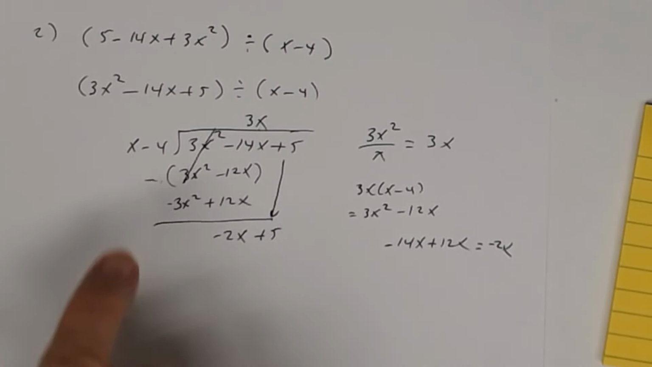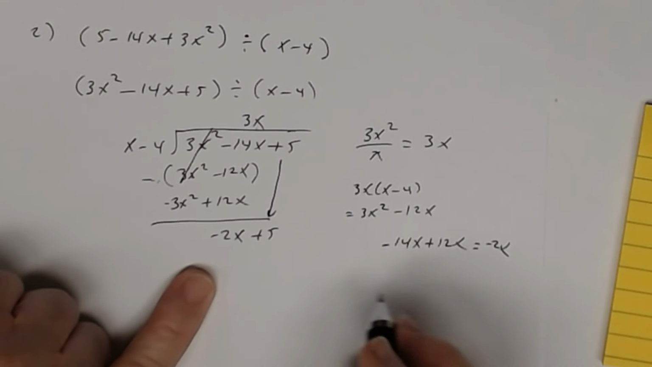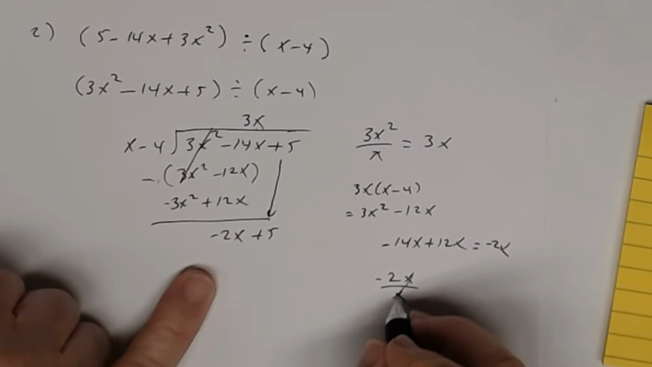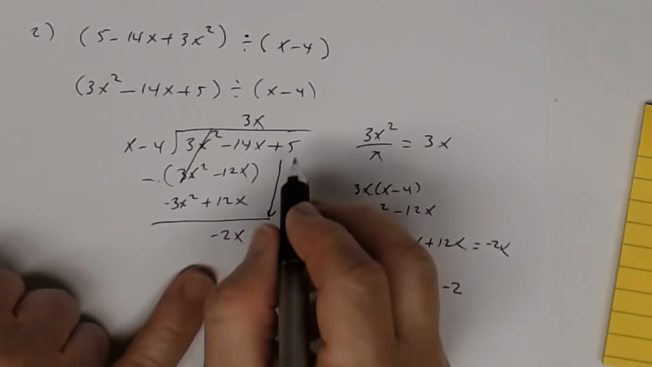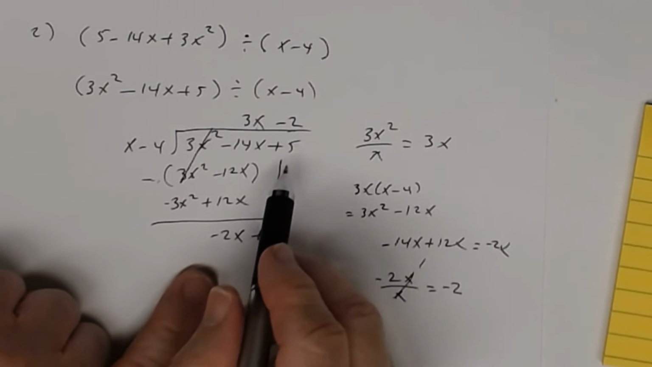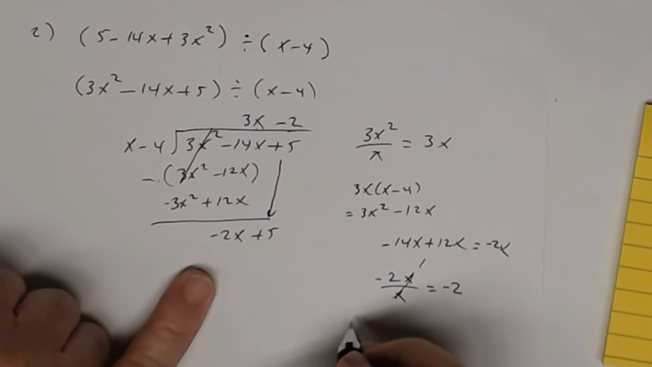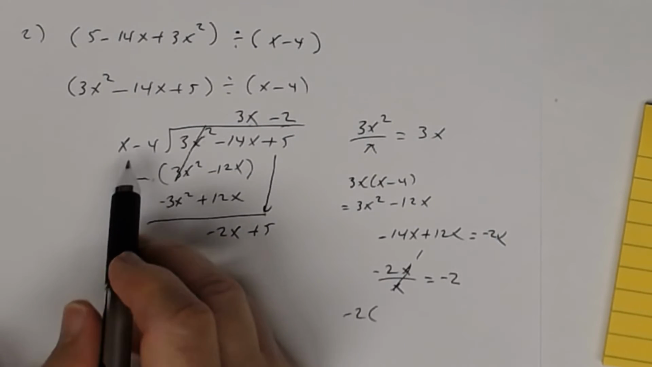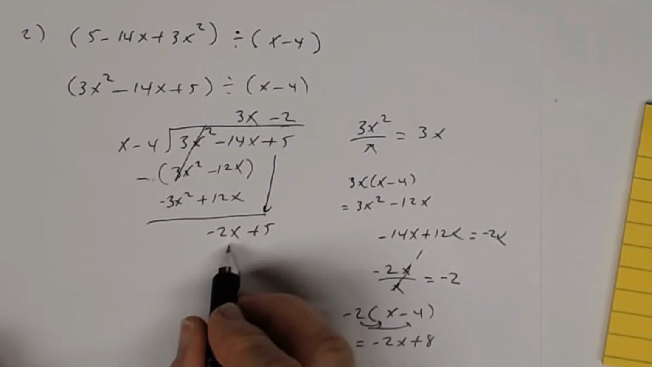Then we do the process all over again. So I say the first term here divided by the first term of the divisor. So negative 2x divided by x. When I reduce, these divide out, you're left with negative 2. So I'm going to take negative 2 and I'm going to put it here. Now I'm going to multiply. So I'm going to take this term that I just wrote, negative 2, and multiply by the divisor, x minus 4. And then I distribute, and I get negative 2x, and a negative 2 times a negative 4 is a positive 8, and that goes here.